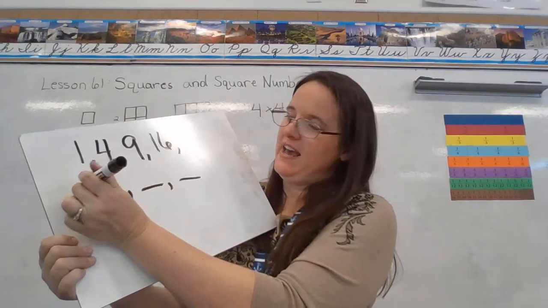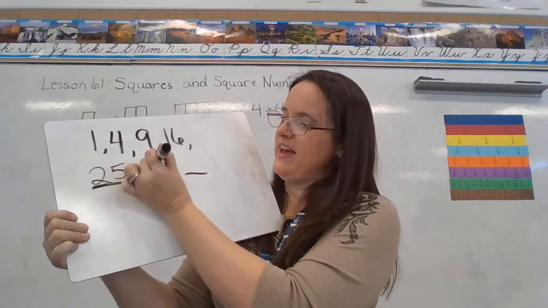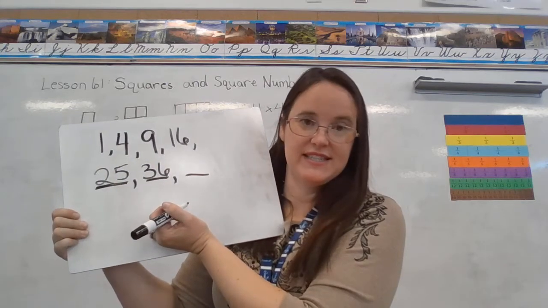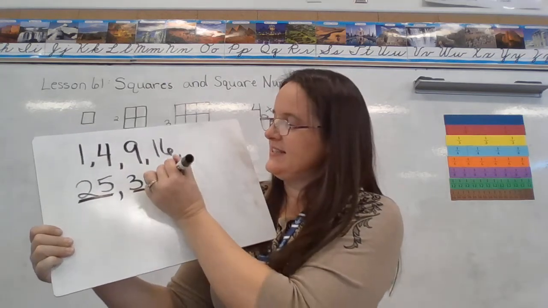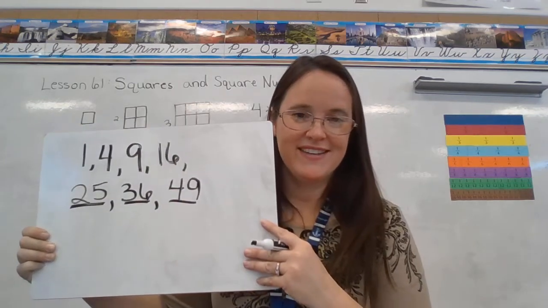So we should have 25. 5 times 5 is 25. 6 times 6 is 36. 7 times 7 is 49.